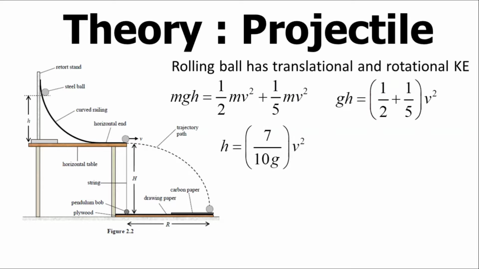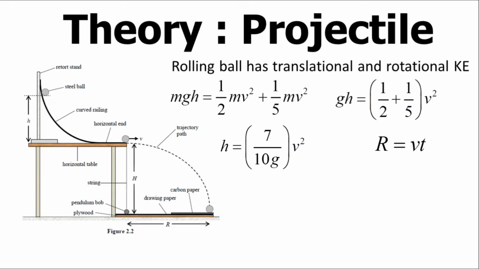The range of the projectile can be calculated as follows. R equals the horizontal velocity of the projectile times the falling time of the projectile. R equals v times t. Because we are only dealing with a horizontal projectile, the velocity of the ball at the end of the track is equal to the horizontal velocity of the projectile.